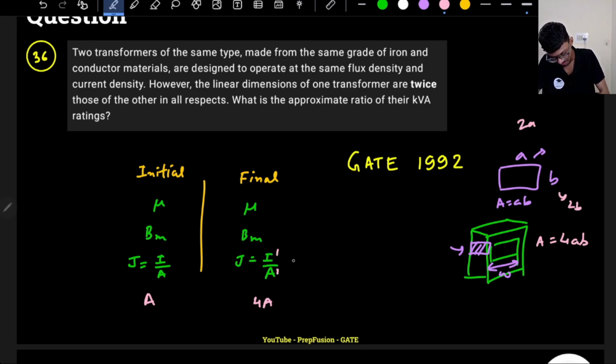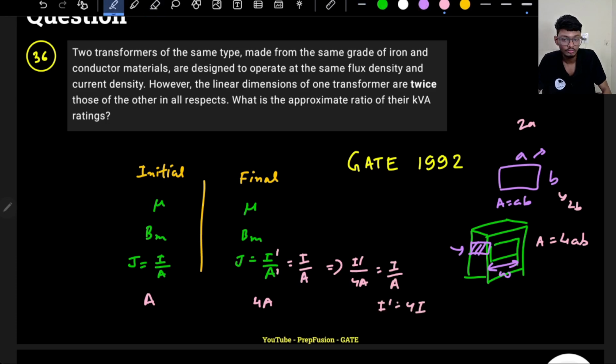So A dash, I dash. If they have to maintain the same current density, that is I by A, so A dash is 4A. So this will be I dash by 4A equals I by A. So I dash is equal to 4 times I. So current will increase by 4 times. Okay, that is one point.